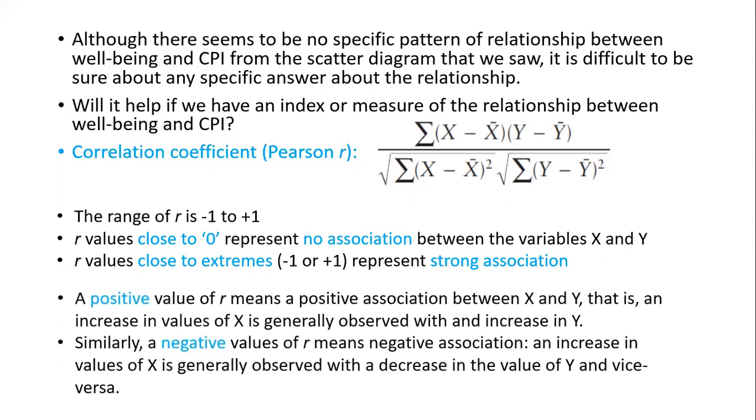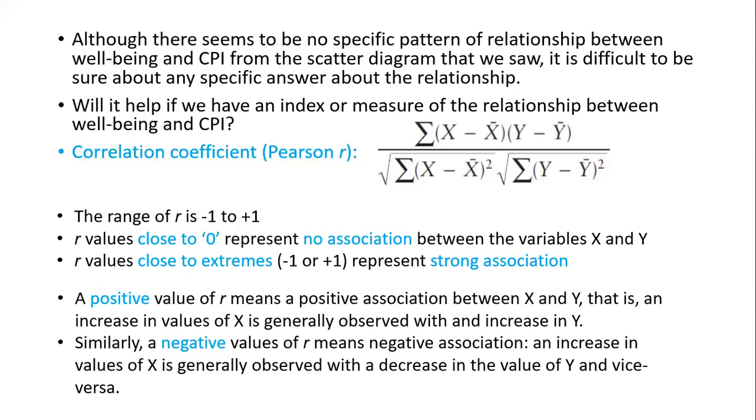Then we also need to understand that a positive value of R, for example, positive 0.75, means a positive association between x and y, that is, an increase in the value of x is generally observed with an increase in the value of y. Similarly, a negative value of R, for example, negative 0.75, means negative association, that is, an increase in values of x is generally observed with a decrease in the value of y, and vice versa.